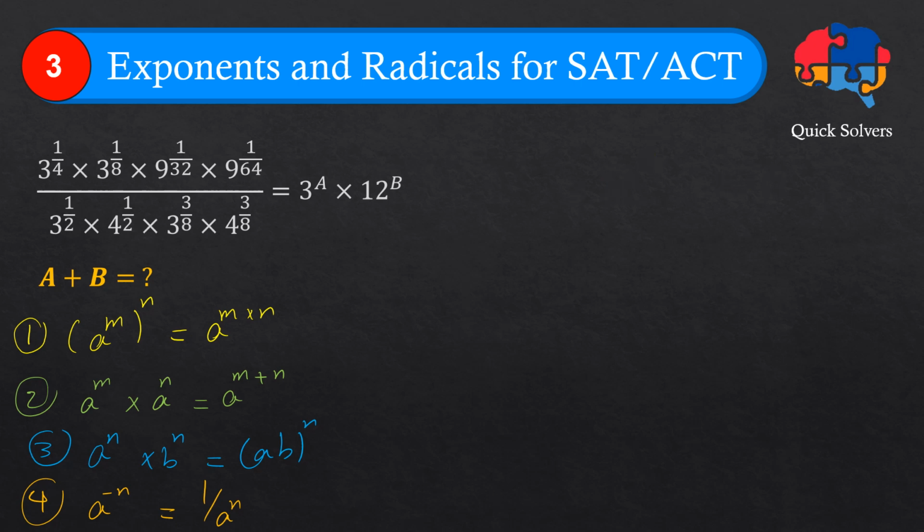So let's start with it. Well, we have first term is 3 to the power of 1 over 4. I'll leave it as it is because it follows the format that I am looking for. It is 3 to the power of something. And then we have 3 to the power of 1 over 8. Well, this is quite fine. I will leave it as it is.